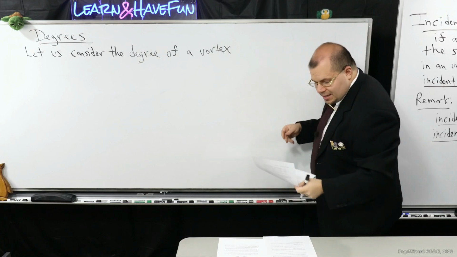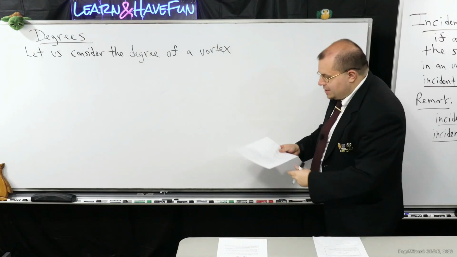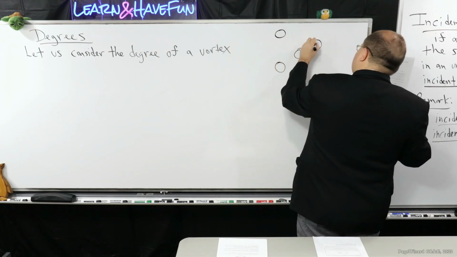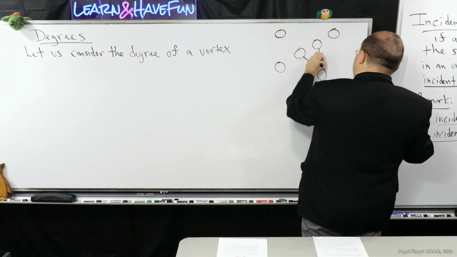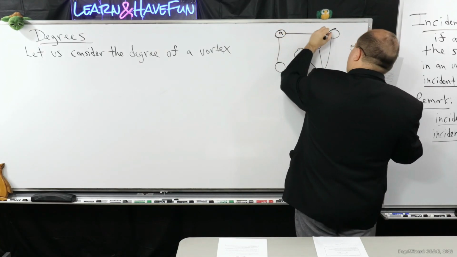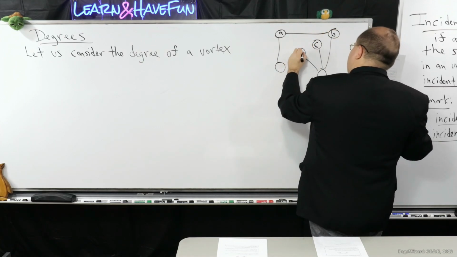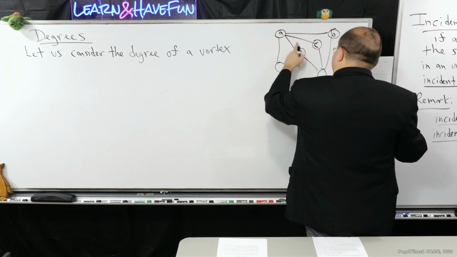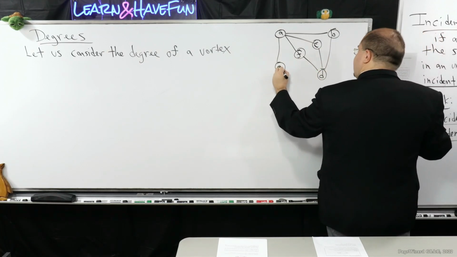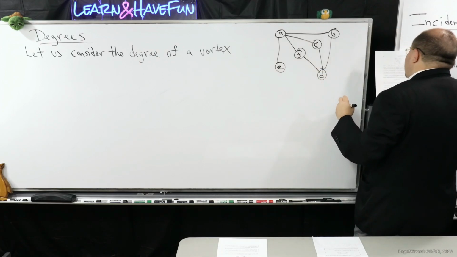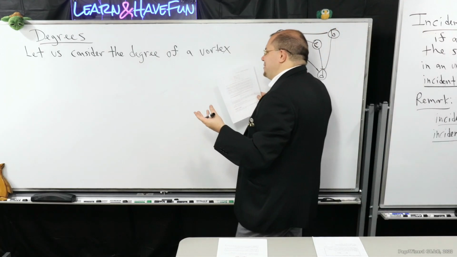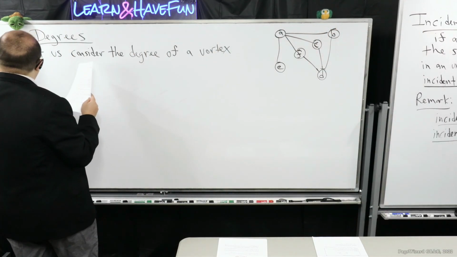So here I think is a pretty good starting place. I'll use one of the graphs I drew earlier. So I have A, B, C, F. I'm just adding those two edges in there. F, C, D, and E. So you might ask, what exactly is the degree of a vertex? What does degree mean?